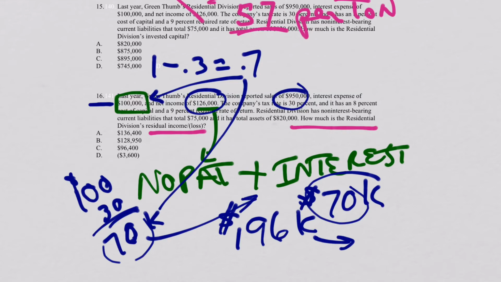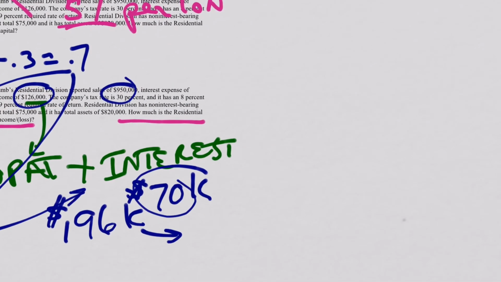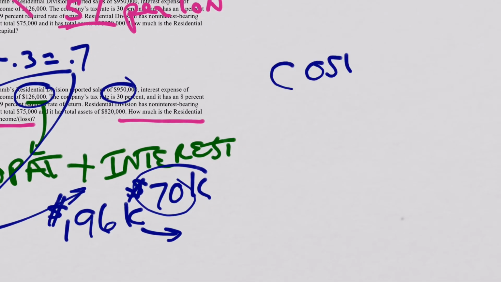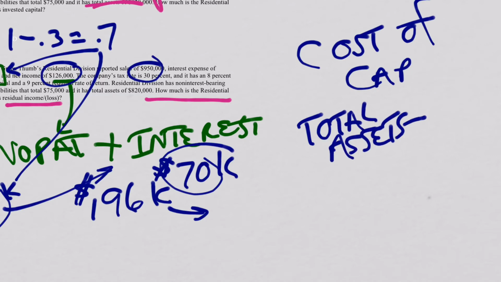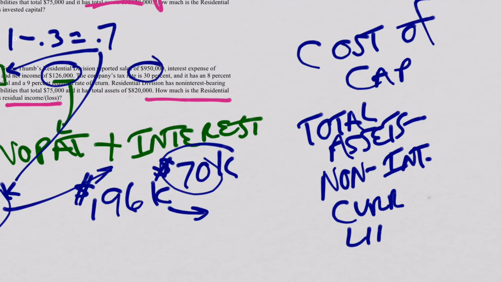the cost of capital. So let's clear the debt. Let's move over here and do the cost of capital. What's the cost of capital? You guessed it. It's the total assets minus the current total assets. Let's write it out. Total assets minus the non-interest bearing current liabilities. There you go, current liabilities.